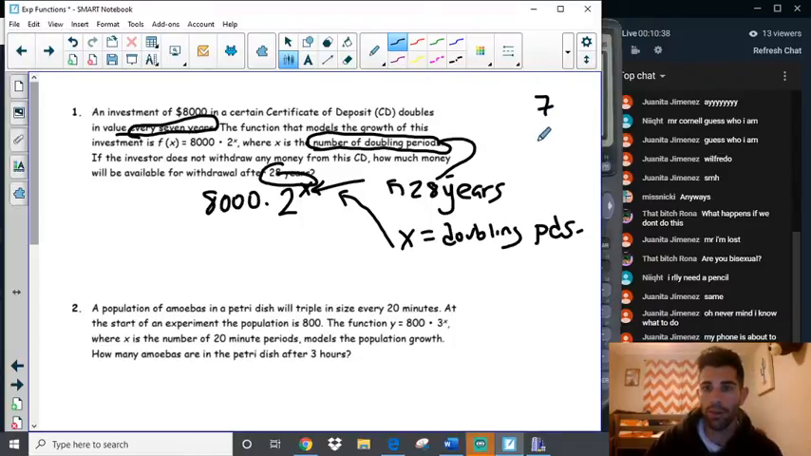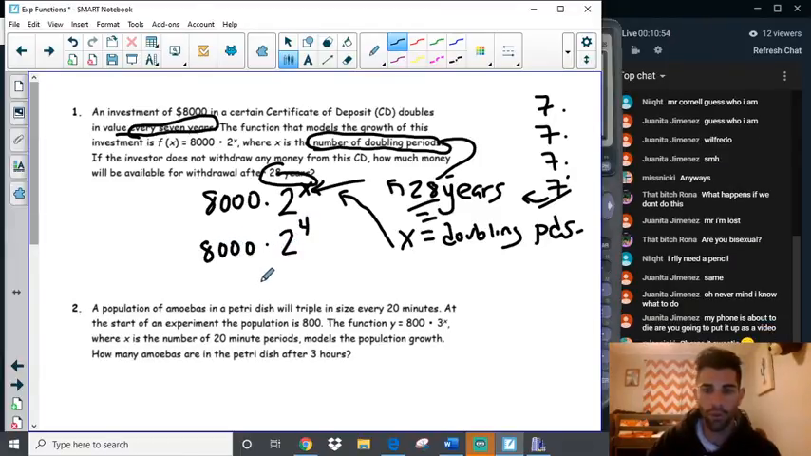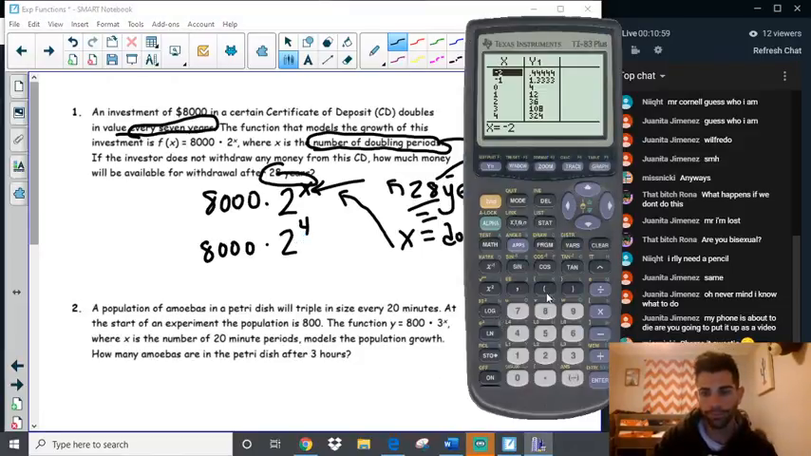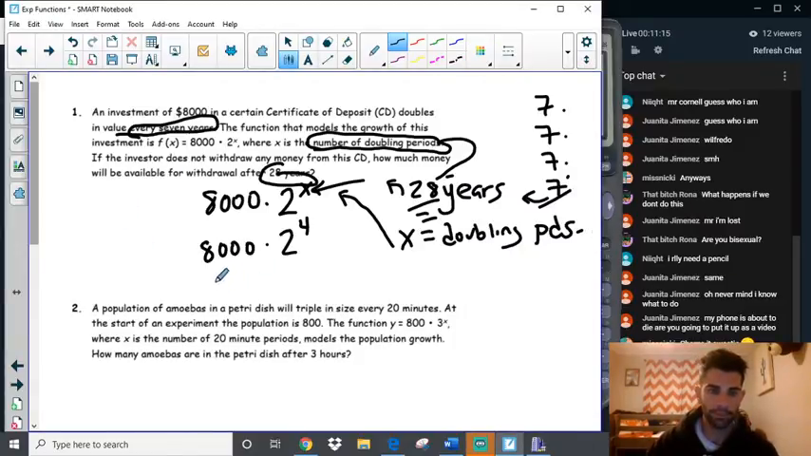Well, 7 years, it grows. 7 years, it grows. 7 years, 7 years. That is how many times it will grow in 28 years. So 8,000 times 2 to the 4th power. Okay, so then I'll go over to my calculator. I'll do 8,000 times 2 to the 4th. And there's your answer. $128,000.